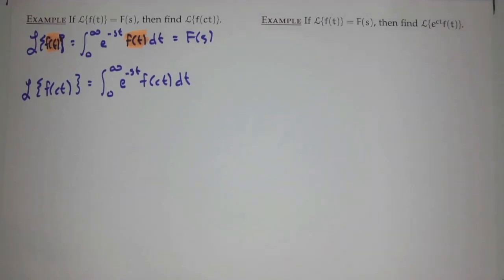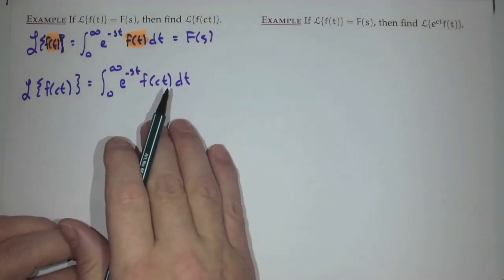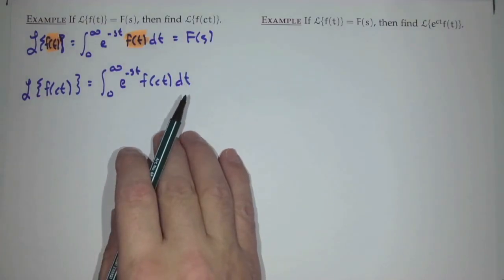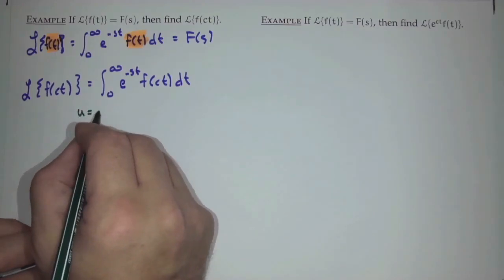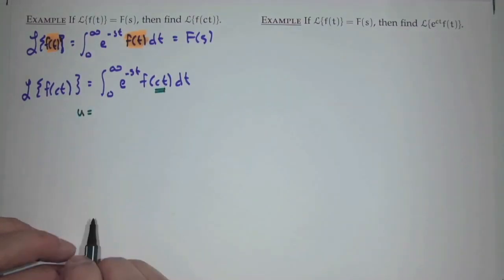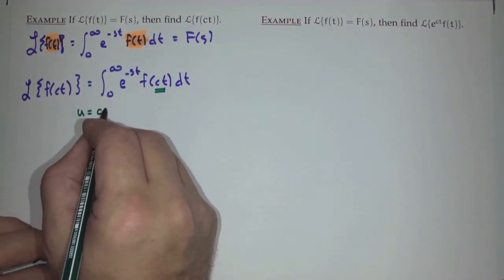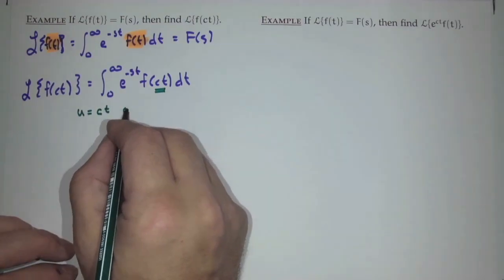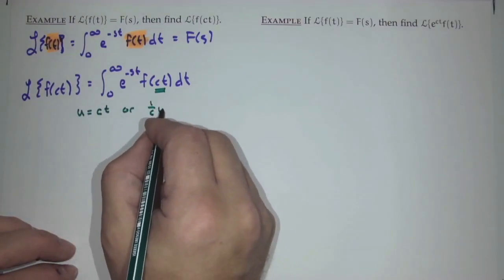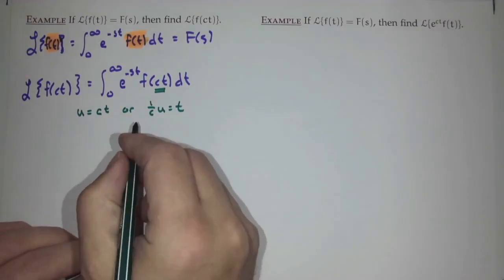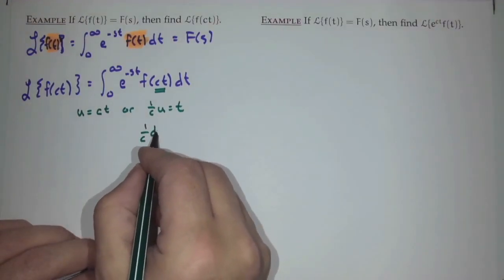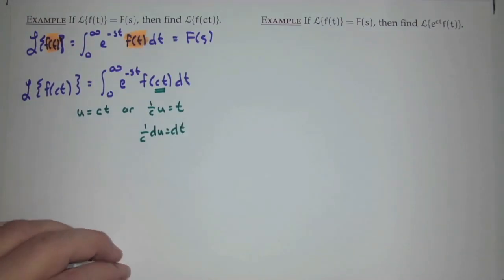Do you want to use the symbol u, or should we use a different symbol? It doesn't really matter. We'll go with u for right now. So if I use u, I'll do the inside piece. That's u = ct, or we could say t = (1/c)u. That's another way to write that expression. So taking the derivatives, dt = (1/c) du.